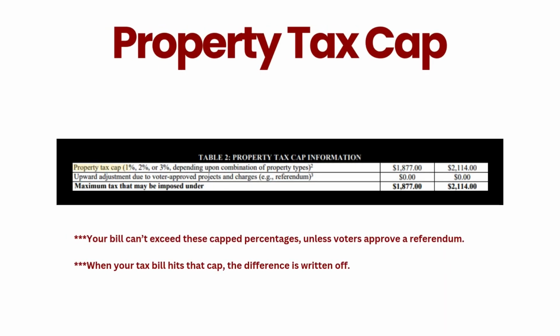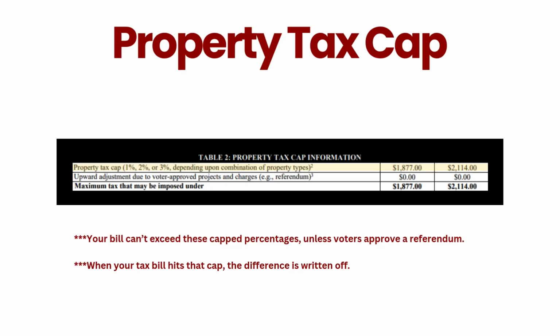Now, let's talk about something really important that affects how much schools actually receive from property taxes: Indiana's property tax caps. Indiana law limits how much you can be taxed based on the type of property you own. 1% of assessed value for homestead properties or your primary residence, 2% for rental homes and farmland, and 3% for businesses and other property types. That means even if local governments, including schools, set a higher tax rate, your bill can't exceed these capped percentages unless voters approve a referendum.